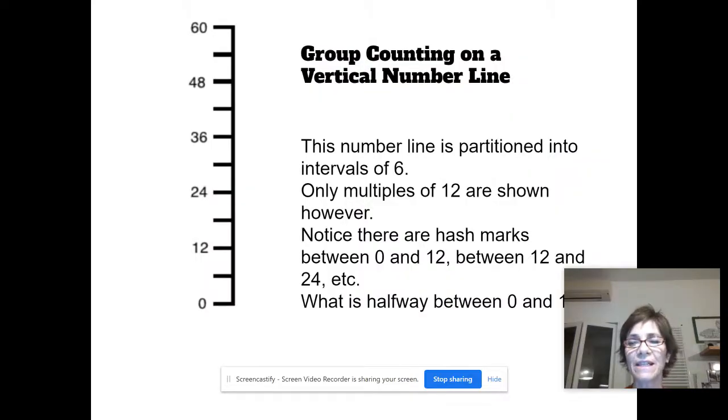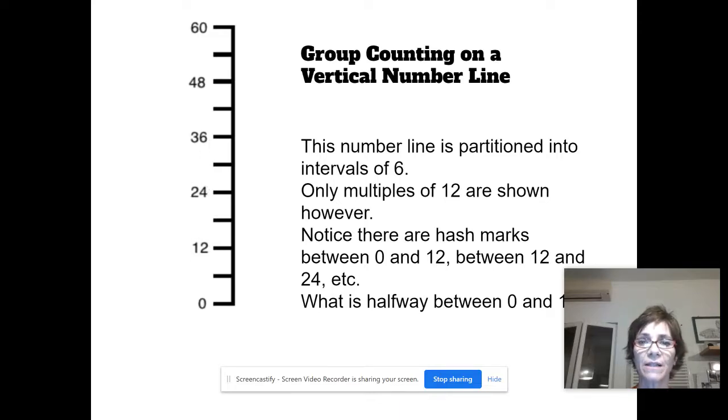All right, let's start by looking at this vertical number line. As you can see, it's partitioned into intervals. However, only the multiples of 12 are shown. So you go from 0 to 12, 24, 36, 48, and 60. Notice there are hash marks between the 0 and the 12, halfway between the 12 and the 24, halfway between the 24 and the 36, and so on.